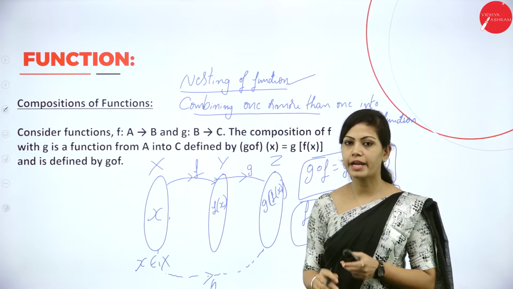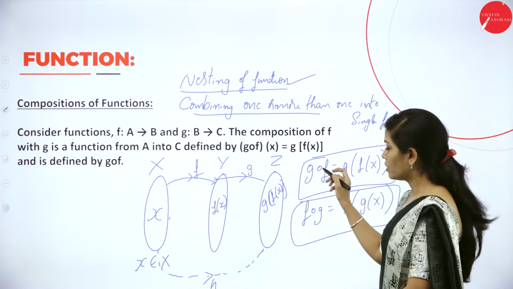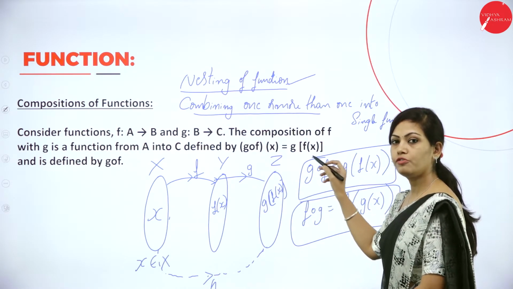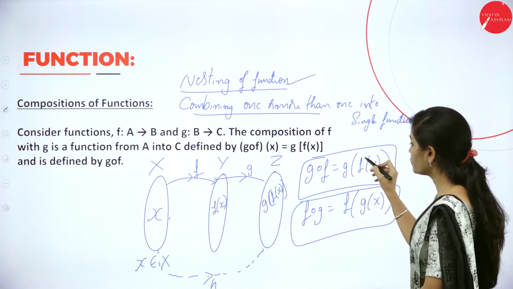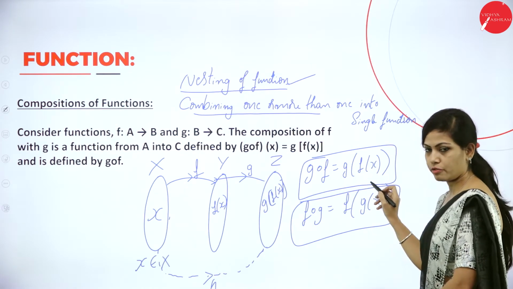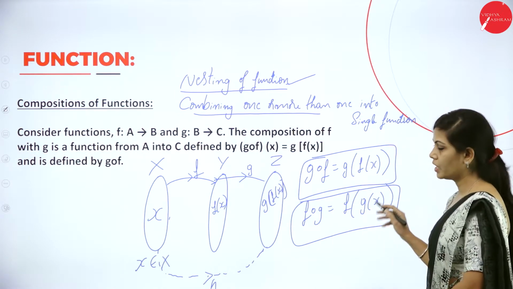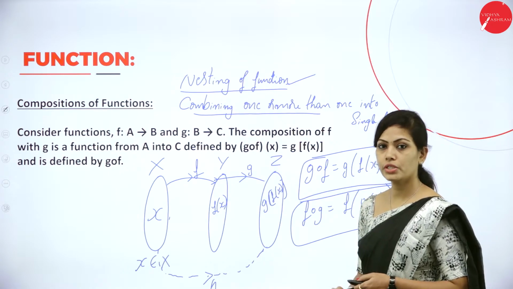So let us understand with an example. This g o f is read as g of f, which is equal to g of f of x, and f o g is equal to f of g of x. So this is composition of function.